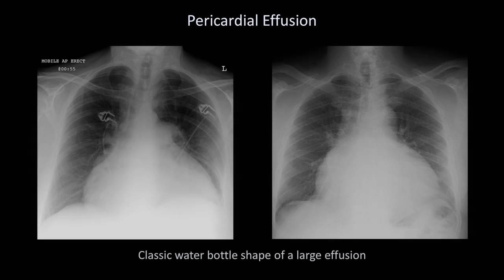Here are two examples of the water bottle shape of a very large pericardial effusion. You may be wondering how in the world these look like water bottles, but the name was given when water bottles weren't made out of aluminum or rigid plastic, but rather soft-sided materials like leather.